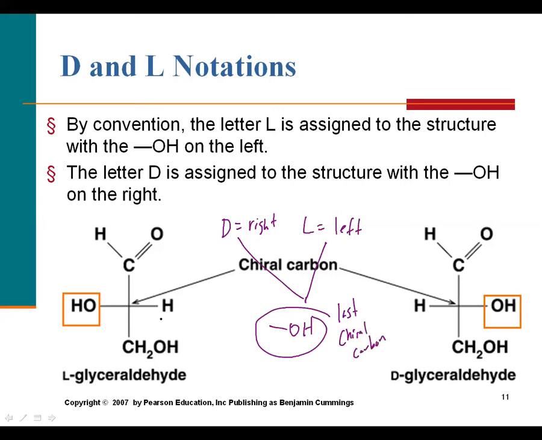And usually that last chiral carbon is right above this CH2OH group. Not 100% of the time, but about 95% of the time, if you just go up one carbon from there, that's usually the last chiral carbon. Again, it won't always be, but in a lot of cases it will be.